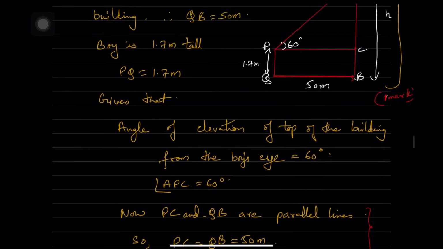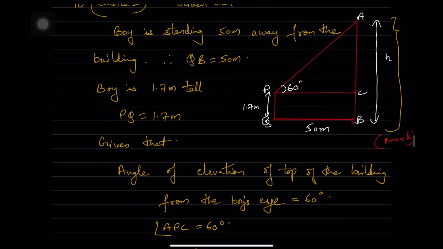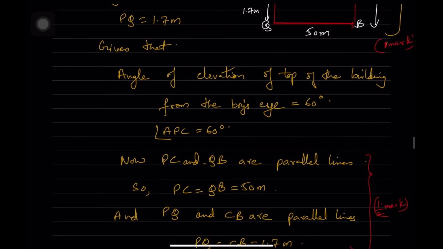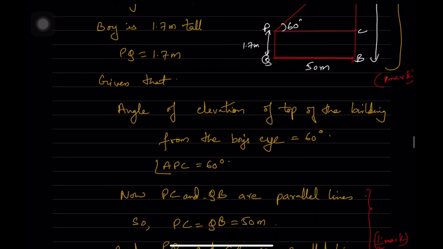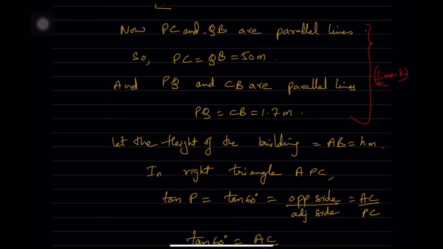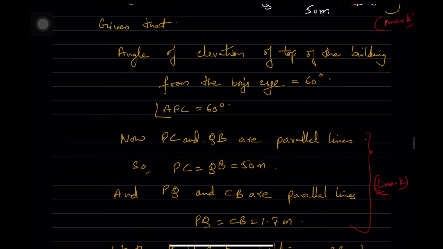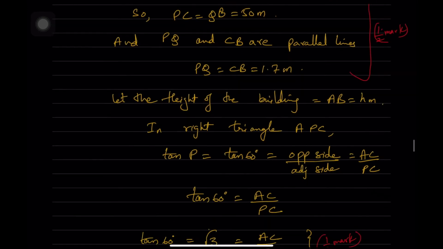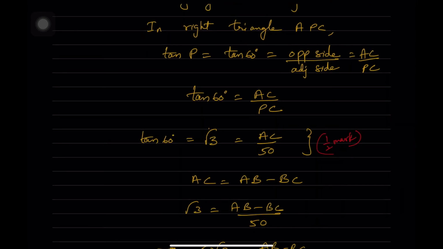Now PC and QB are both parallel lines. Therefore PC is equal to QB, which is equal to 50 meters. PQ and BC are also parallel lines. Therefore PQ is equal to BC is equal to 1.7 meters. So for this you have half mark. Now let the height of the building be h meters. AB is equal to h meters. In right angle triangle APC, you have tan 60 is equal to opposite by adjacent side, that is AC by PC. Tan 60 is equal to AC by PC, which means that it is equal to AC by 50.